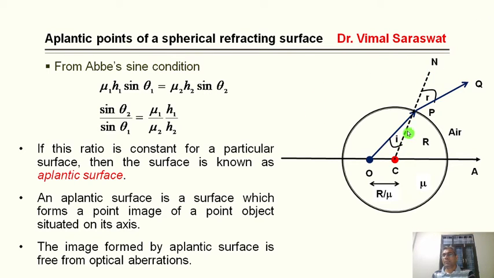This angle is the angle of incidence, because OP is our incident ray, and the angle made by the incident ray with the normal is known as the angle of incidence. So angle OPC is our angle of incidence, whereas the angle made by the refracted ray with the normal is known as the angle of refraction. So angle QPN will be the angle of refraction and it is represented by r. So angle i is the angle of incidence, whereas angle r is the angle of refraction.